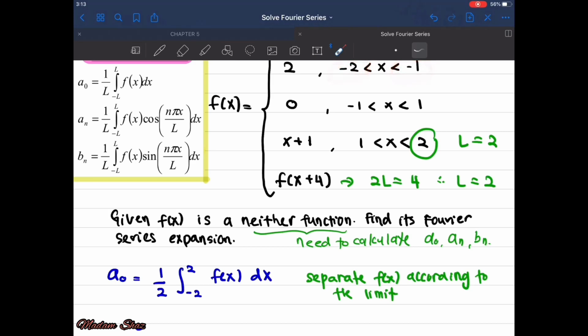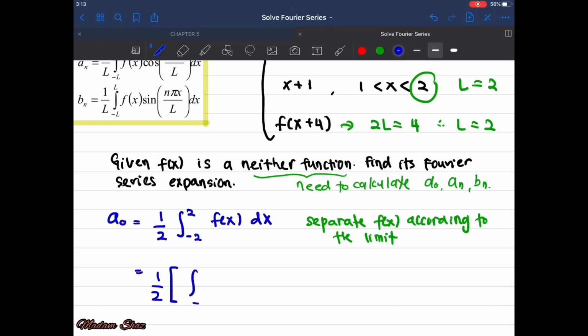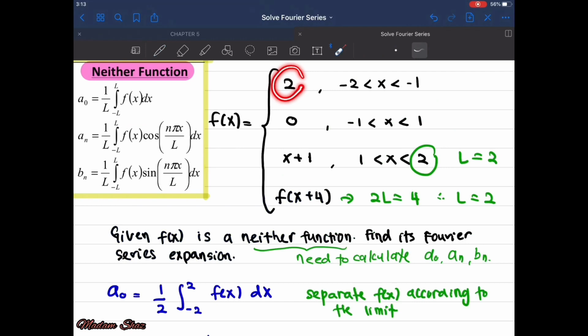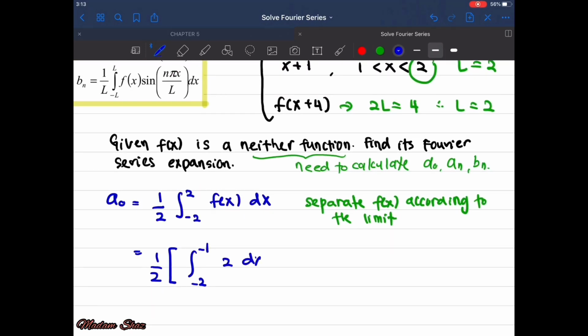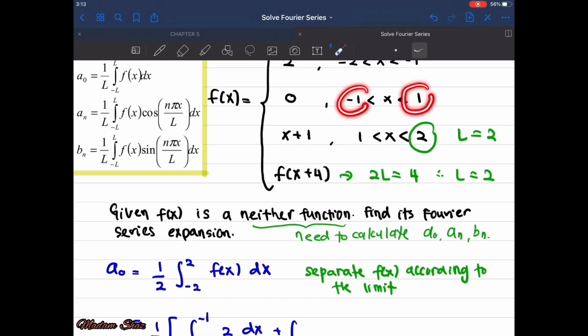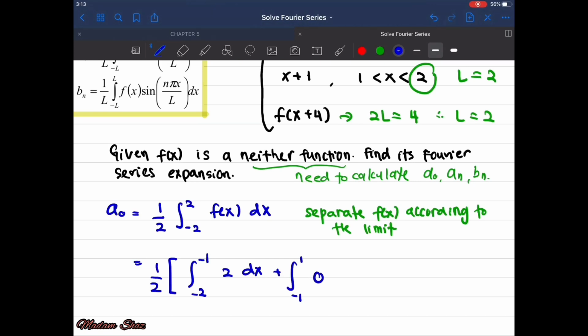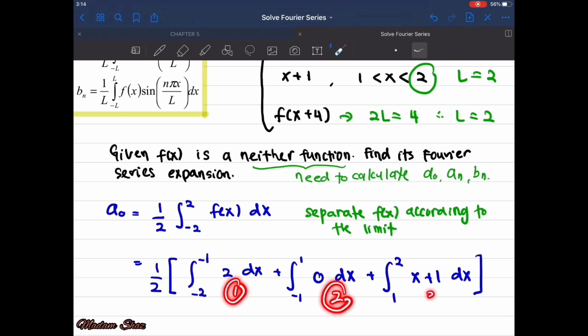-2 until -1, whereby f(x) is equal to 2. 1 over 2, make it in bracket, -2 until -1, f(x) is equal to 2, 2 dx plus, continue for the second limit, from -1 until 1, the f(x) is equal to 0, -1 until 1, 0 dx plus, continue for the third limit, from 1 until 2, the function is x plus 1. 1 until 2, x plus 1 dx.